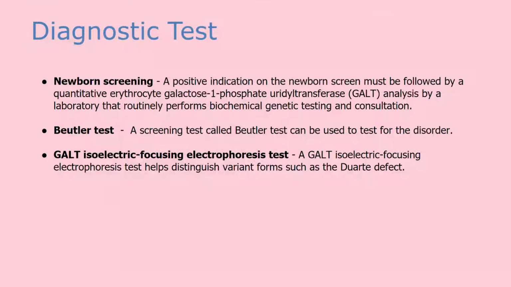For diagnostic tests, newborn screening. A positive indication on the newborn screen must be followed by a quantitative erythrocyte galactose-1-phosphate uridyltransferase analysis by a laboratory that routinely performs biochemical genetic testing and consultation. Butler test. A screening test called Butler test can be used to test for the disorder. And the last one is the GALT isoelectric focusing electrophoresis test. A GALT isoelectric focusing electrophoresis test helps distinguish variant forms such as the Duarte defect.